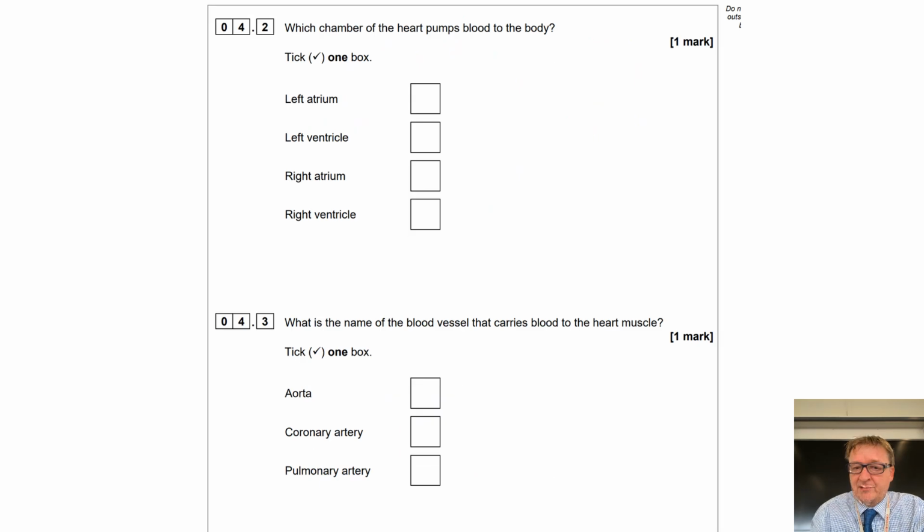Which chamber of the heart pumps blood to the body? So if you think about the diagram we just had, it's on the right hand side, so therefore it is the left ventricle. What is the name of the blood vessel that carries blood to the heart muscle? We're just talking about to the heart. So it's not the aorta, because that's all around the body. It's not the pulmonary artery, because that's the lungs. Coronary means heart.